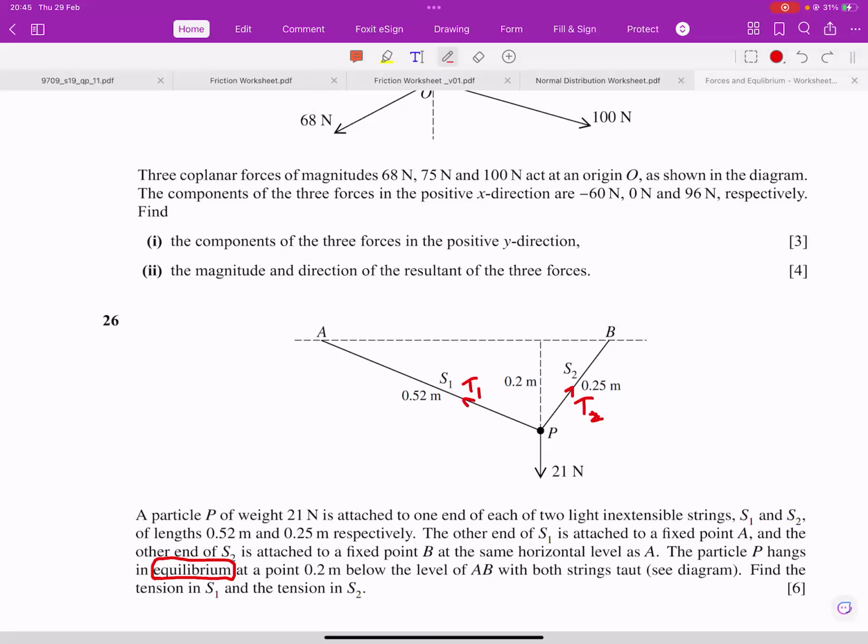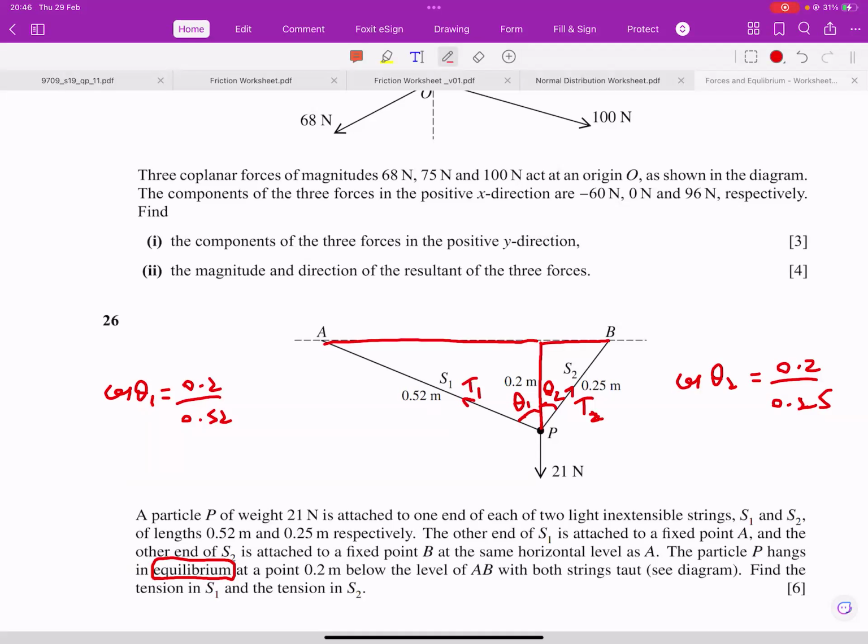How do you find the angles? The whole purpose of giving you these lengths is that you're able to find angles using those lengths. How would you do that? You can make these right angle triangles. You can find this angle. Let's call this theta. Theta can be found like this: cos theta equals 0.2 over 0.52. Similarly, you can find the other angle. Let's call this theta 1 and the other one theta 2. What about theta 2? Cos theta 2 would be 0.2 over 0.25. You can find the value of theta 1 and theta 2 from this.